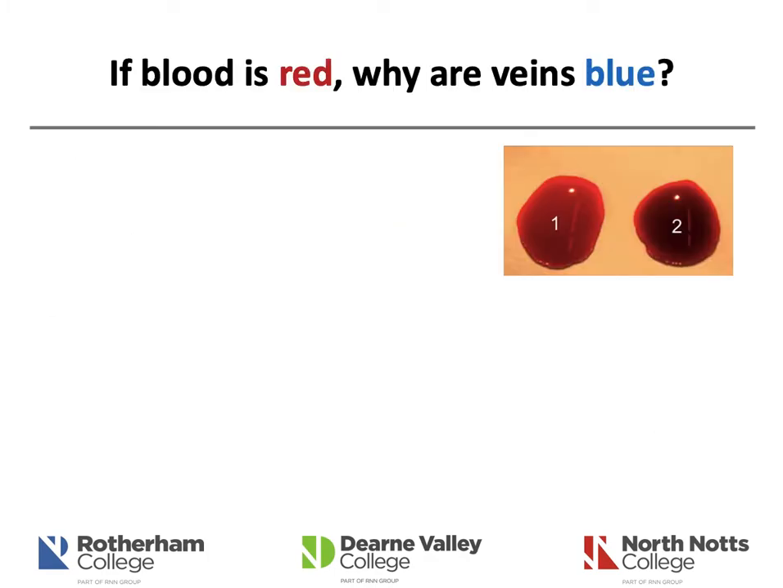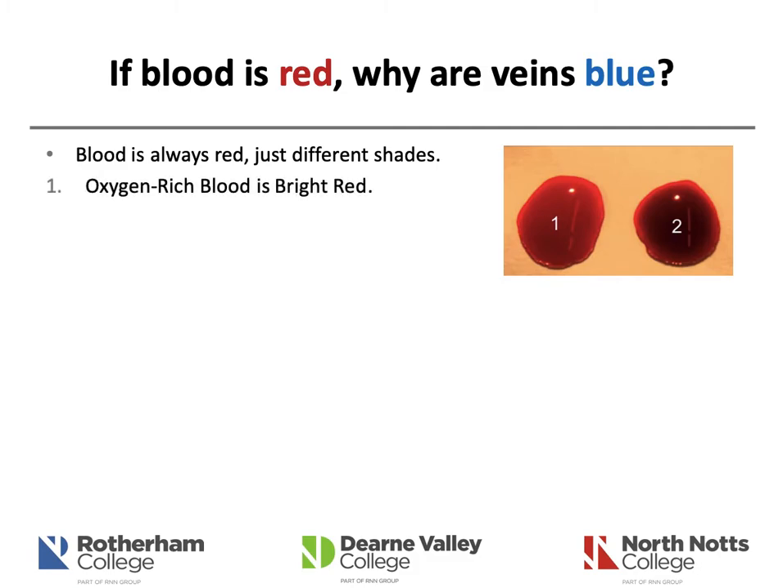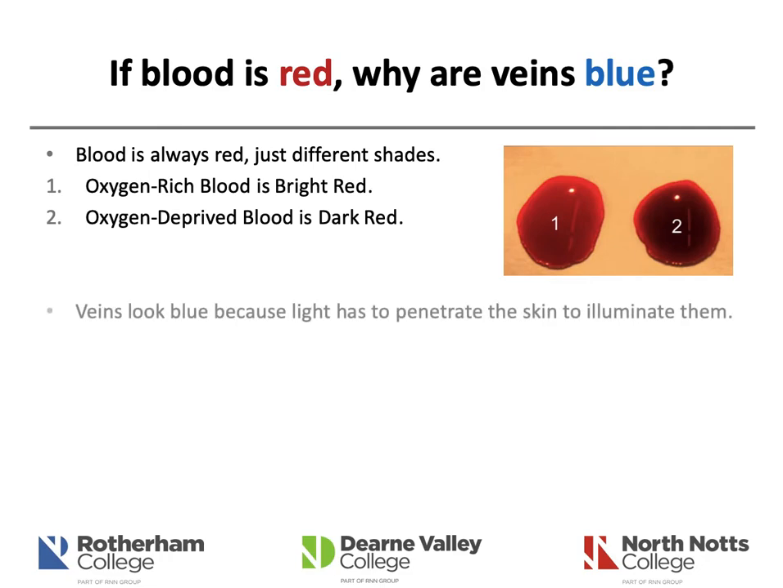Another question for you, and the question is, if blood is red, why are veins blue? Blood is always red, just different shades. Oxygen-rich blood is bright red, so that is number 1 on the image to the right of the screen. Oxygen-deprived blood is dark red, that's comprised by picture identified as number 2.